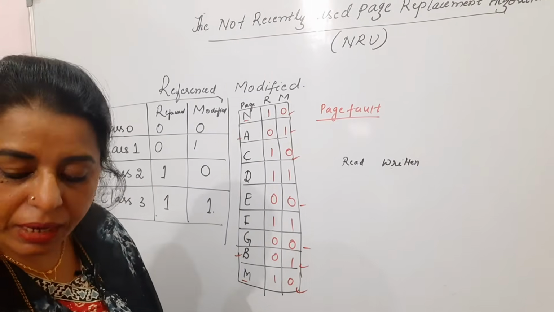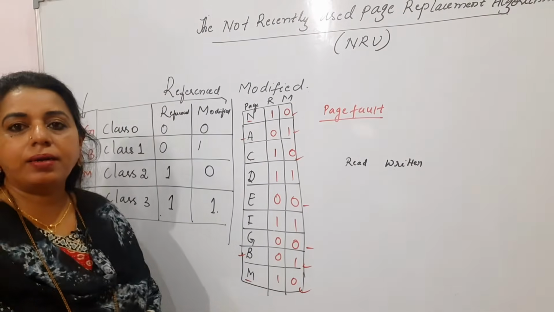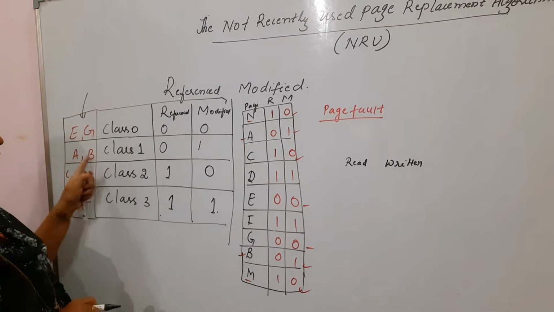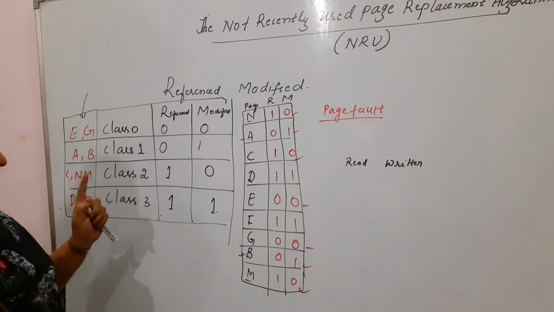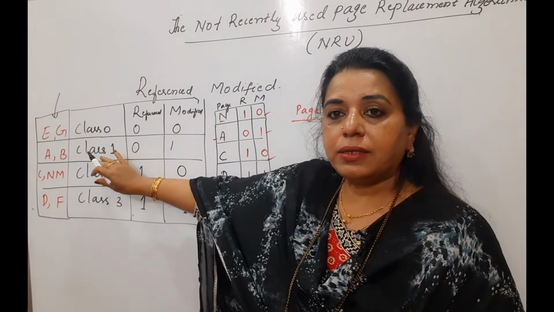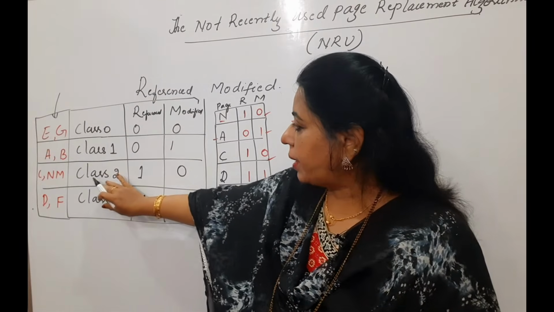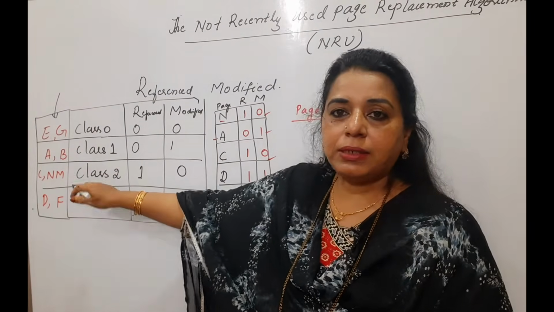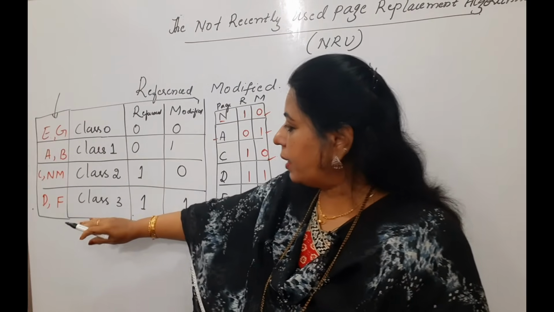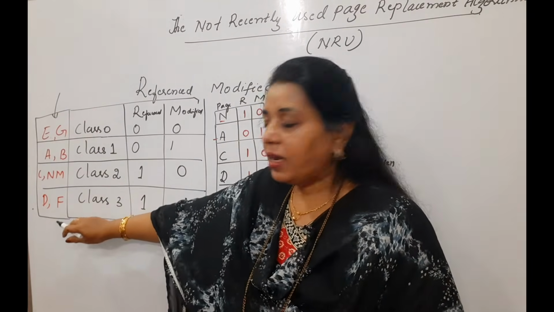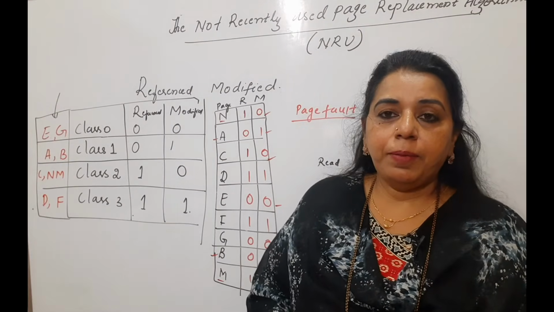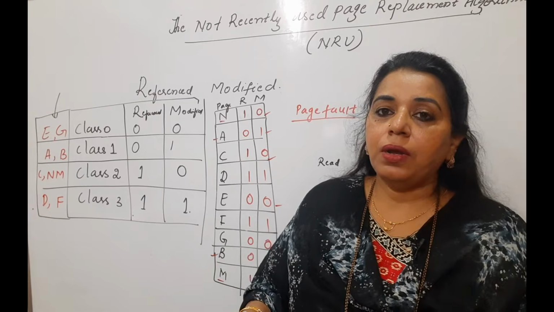Now suppose there are no pages in class 0, then comes the next category, class 1. You have to select one out of these 2 pages for replacement randomly. And suppose there are no pages in class 1 also, then you select from class 2. C, N and M are 3 pages, select one out of these 3. And suppose there are no pages in class 2 also, then comes class 3. In class 3 you have 2 pages, D and F, and one out of these 2 will be selected for replacement.